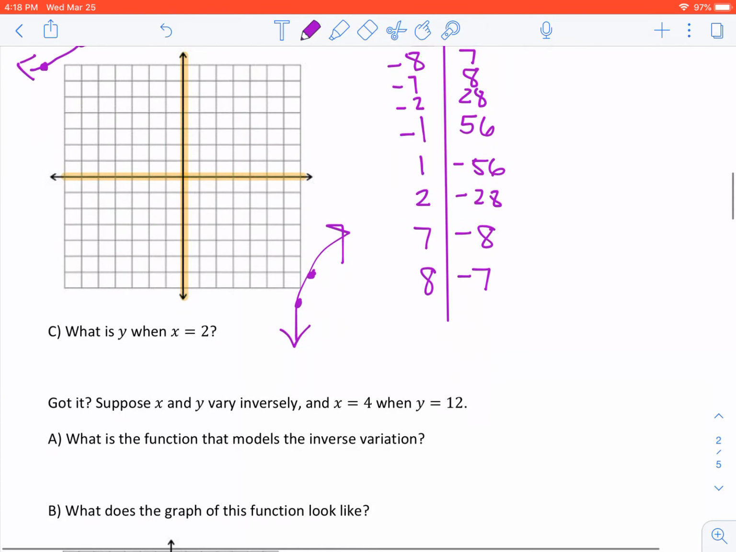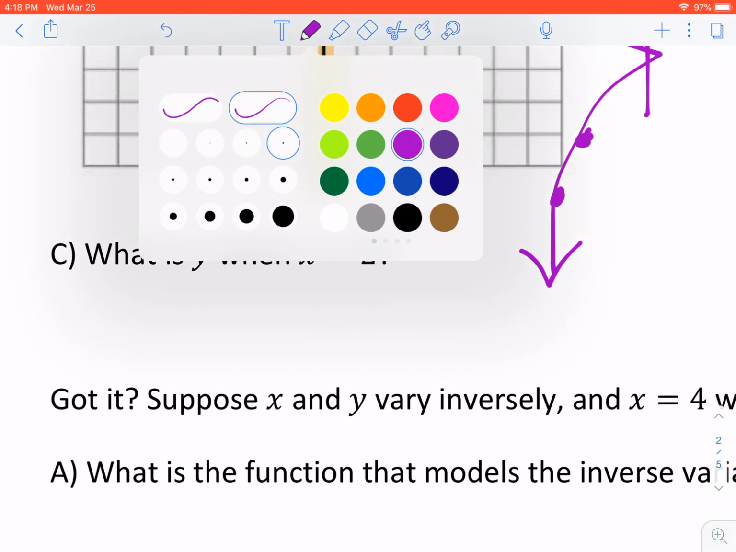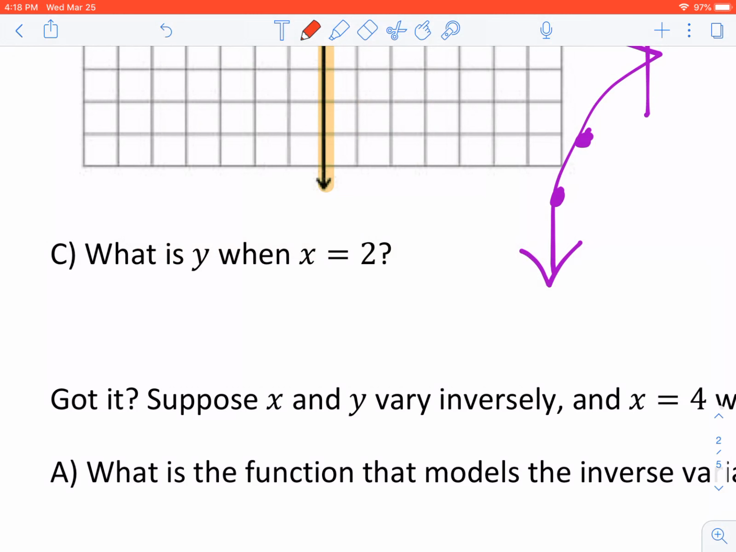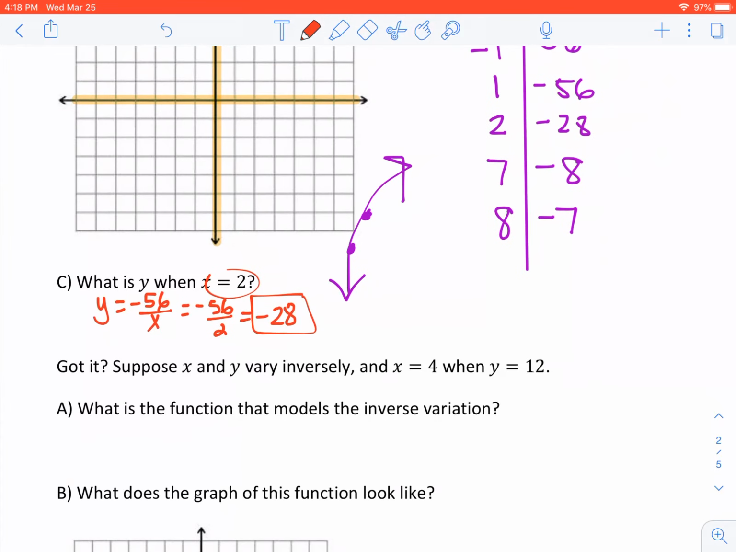Okay, before we go on to the got it, what is y when x is equal to 2? That's the question. So the equation is y equals negative 56 divided by x. So let's plug in x is 2 here. We get negative 56 divided by 2, and we get y is negative 28. And we're done with that. So sometimes they just want to know what's the value when you plug in a number.